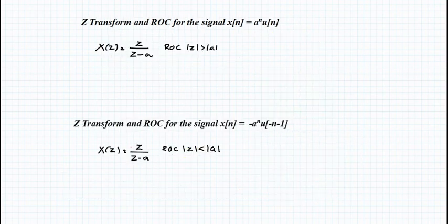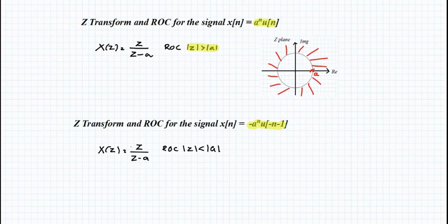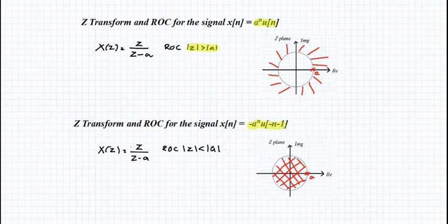That's the only difference. So you can see that in both cases you are getting the same answer, but the question is different. Here it is a raised to n into u of n, and here it is minus a raised to n into u of minus n minus 1. Here the ROC is modulus of z greater than modulus of a, which means in the z plane it is exterior to the circle. In the second case you are getting the same answer, z by z minus a, and the ROC is modulus of z less than modulus of a, meaning interior of the circle. That's the only difference.